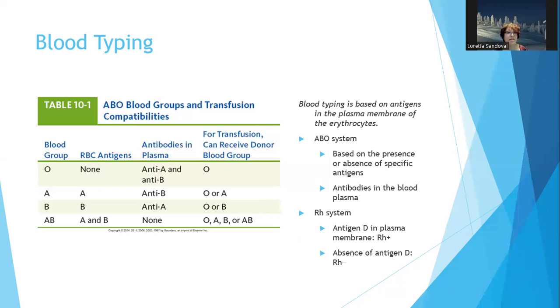And if you're AB, you have A and B antigens, no antibodies, and you can receive a transfusion from anybody because you have no antibodies. So O's are considered the universal donor. They can give blood to anybody because they have no antigens. ABs are considered the universal recipient. They can receive blood from anybody. And A's and B's are just A's and B's, just normal. So that's kind of it.